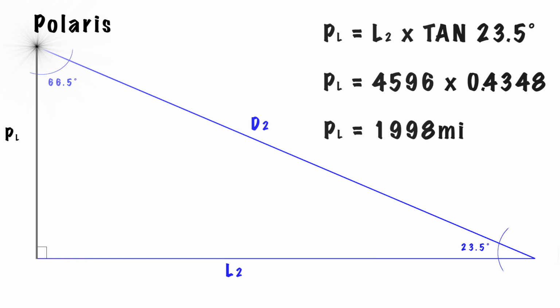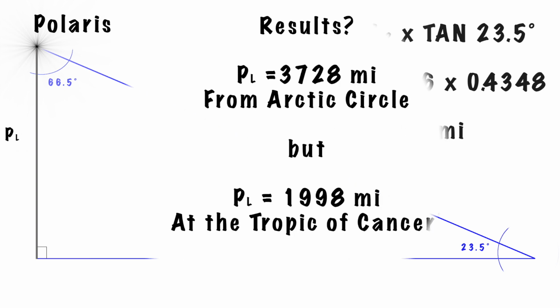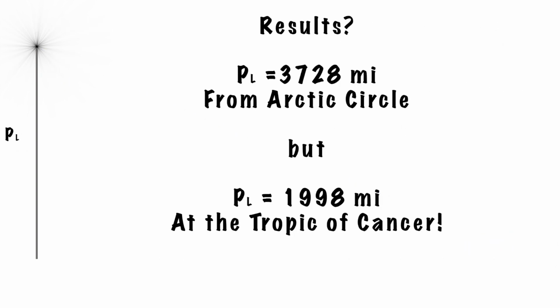But wait a minute, what happened? Unlike with the flagpole, where we were using a bit of flat ground as our base, we find that the ground below us has played us false. At the Arctic Circle, Polaris was 3,728 miles above the North Pole. But at the Tropic of Cancer, it is only 1,998 miles above the ground.